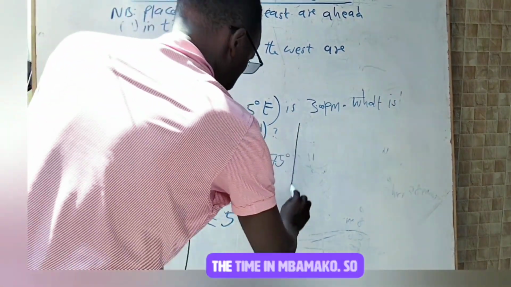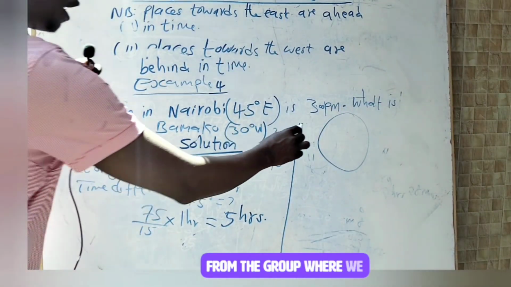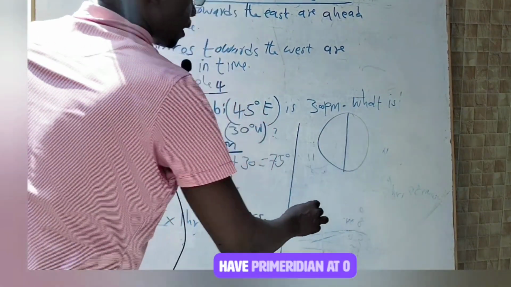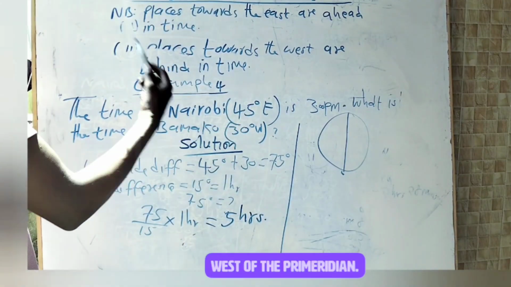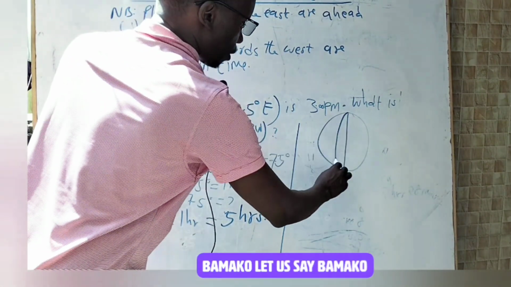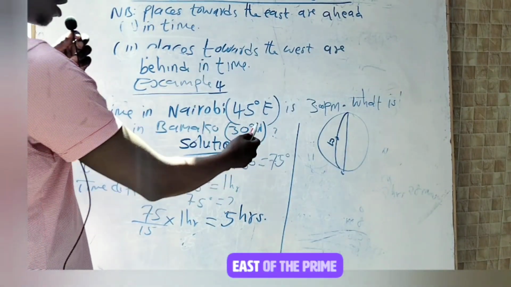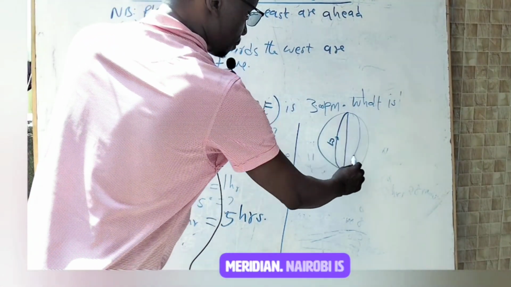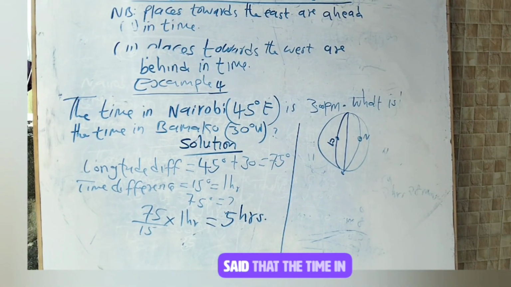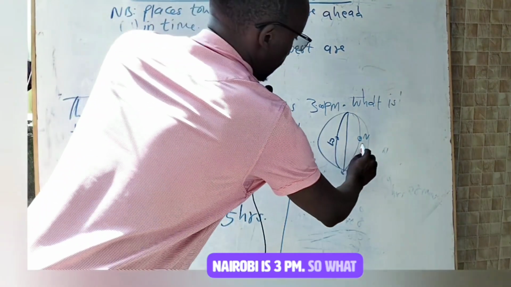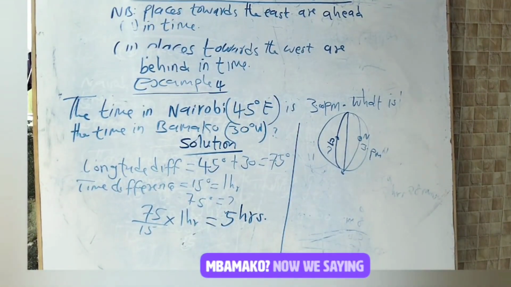The time in Bamako. So from the globe, where we have the prime meridian at 0 degrees, Bamako is to the west of the prime meridian. Let us say Bamako is here. Then Nairobi is to the east of the prime meridian. Nairobi is here, east. So they have said that the time in Nairobi is 3 p.m. So what is the time in Bamako? How do we get the time in Bamako?